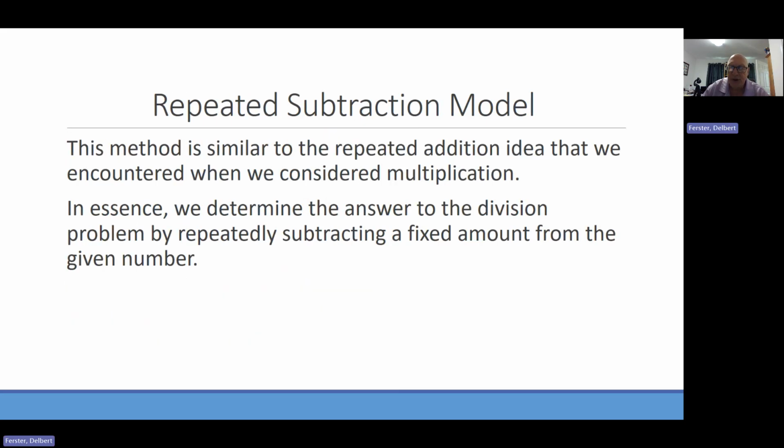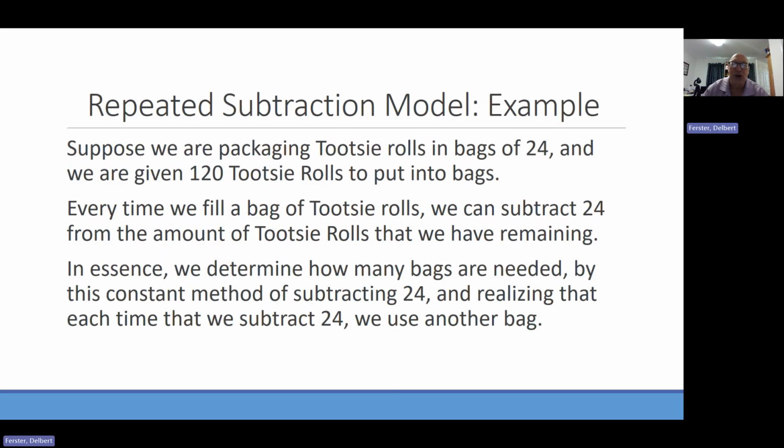Here comes repeated subtraction. In this PowerPoint, I realized I've got a real thing with candy. We're going to bag up some Tootsie Rolls. So we've got 120 Tootsie Rolls, and we've been tasked with putting them in bags of 24 each. You've got your Tootsie Rolls laying out on the desk, and your little plastic bags. The kicker is, how many bags of Tootsie Rolls could you get, and would you have any left over?